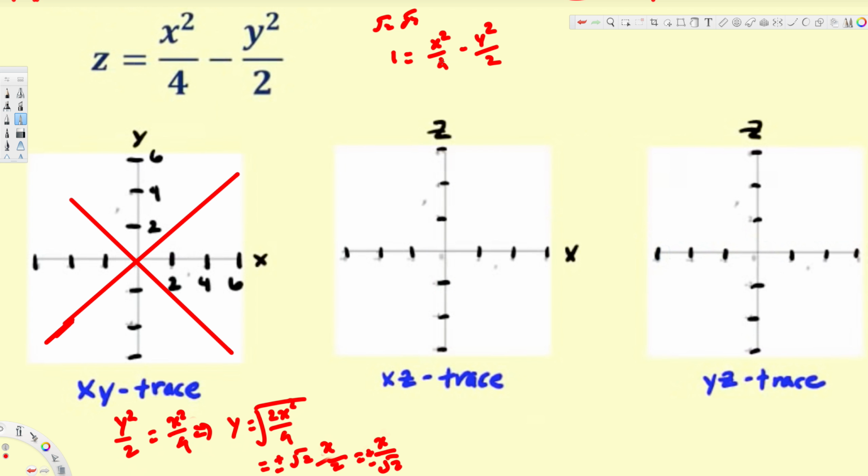You can recognize this is the equation for a hyperbola, right? A hyperbola that's opening along the x-axis because x is positive. So we are going to have a hyperbola along the x-axis. Now let's draw that one too.